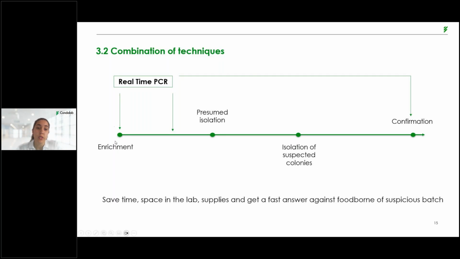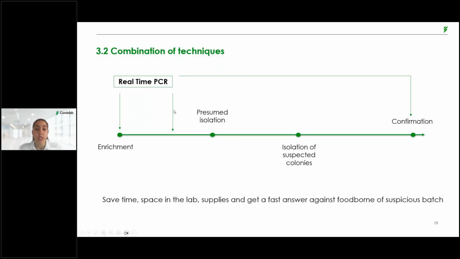We can do it just at the beginning when we start with the enrichment. We can just take the sample from there. In case we have a positive result here, we can avoid some steps, or for example, minimize the time of the enrichments. And also, if we have a positive here, we can take measures on our batch or whatever we are testing.